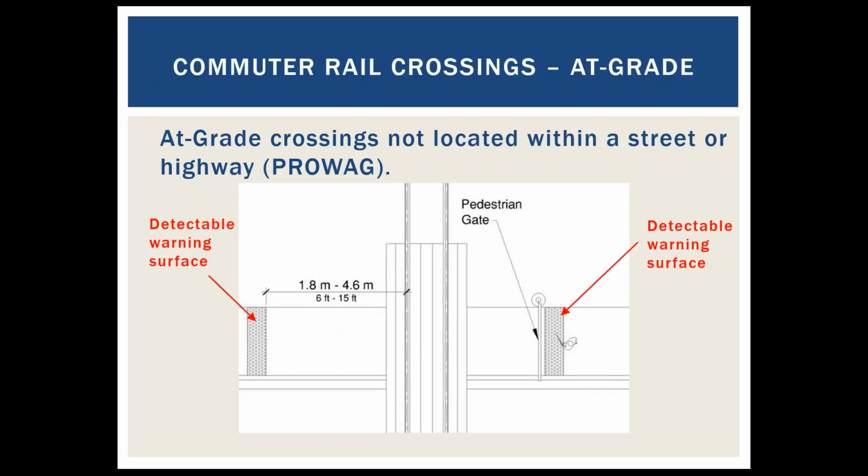The detectable warnings are required, and those should be placed on each side of the rail crossing. As shown in the slide here, the edge of the detectable warning surface shouldn't be closer than 6 feet and no more than 15 feet from the center line of the nearest rail. Where you do have pedestrian gates, and those aren't a requirement, but where you do have those, the detectable warnings should be placed on the side of the gates opposite the rail. So that's your basic configuration for an at-grade rail crossing.